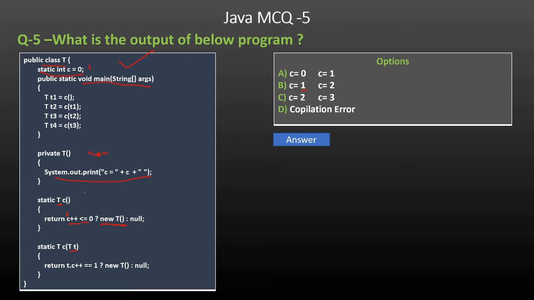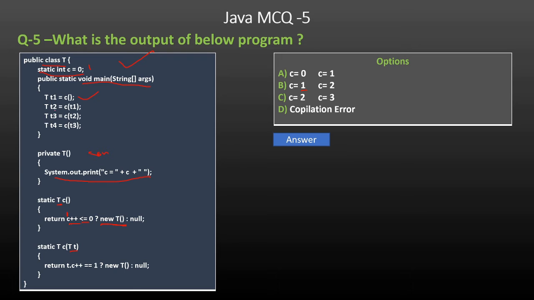Compilation error, so let's see, is there any chance of that? Though it doesn't look like there is any chance of compilation error. This way it's calling like object.c. C is a static member variable, so we can call it this way also, though it's not recommended. It's recommended to call it by class name dot variable, but it works that way also, so it won't give a compilation error. Okay, we are done with this, and we got C1 printed.